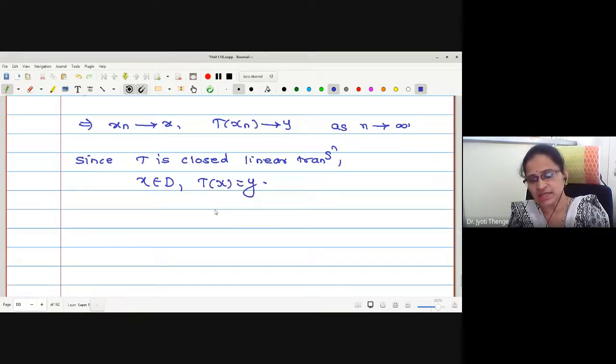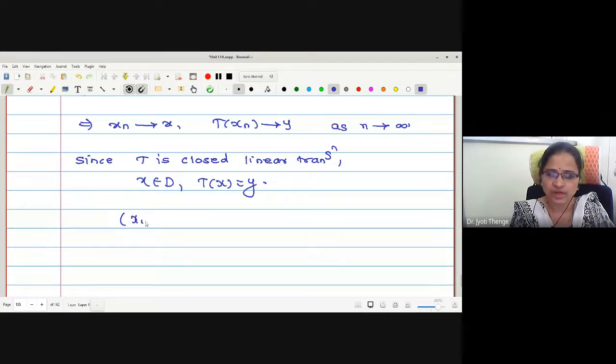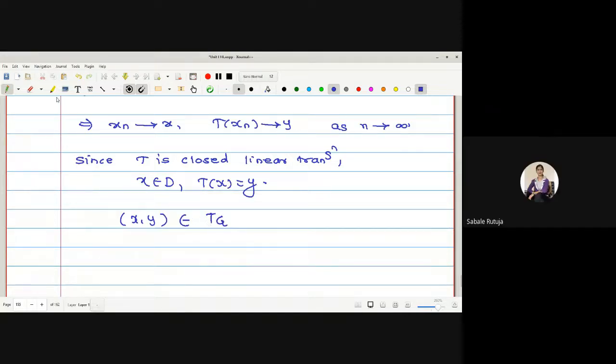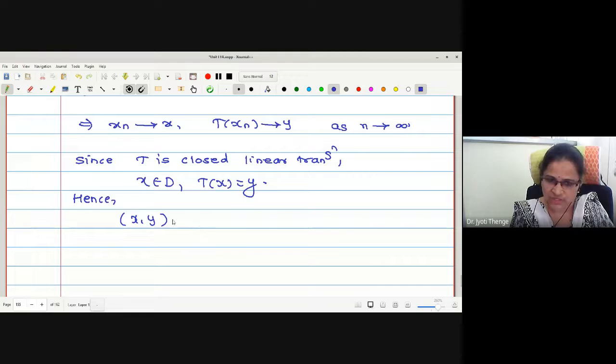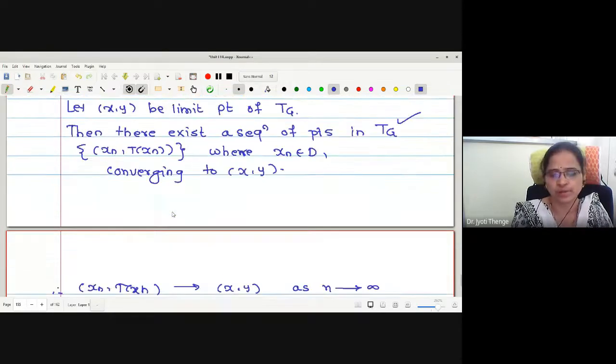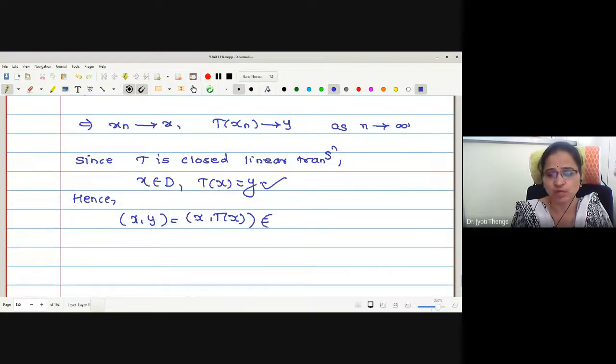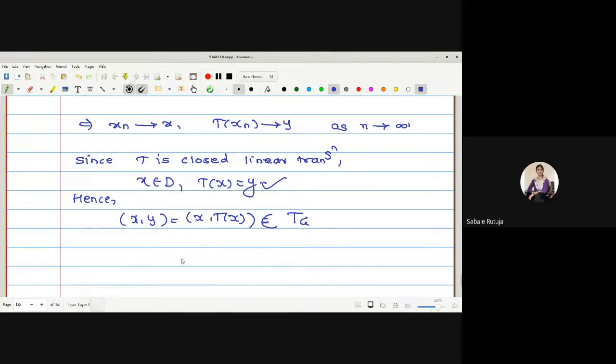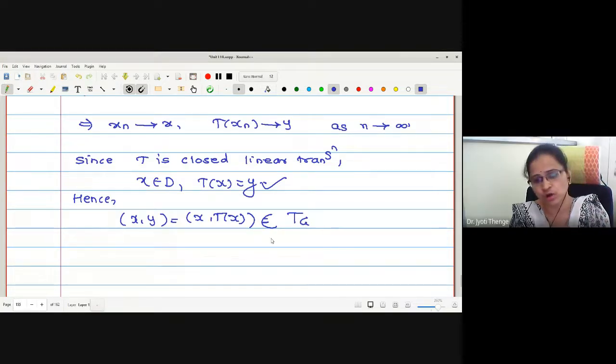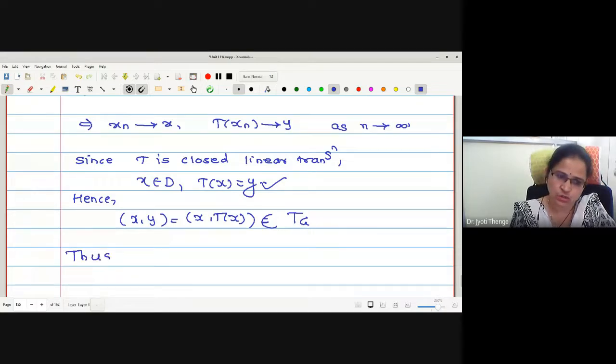If x is in D and Tx is equal to y, what have we proved? What about this element (x, y)? Whether it is in the graph TG? Yes, ma'am. Hence, this element (x, y), the limit point we started with, an arbitrary limit point initially. This (x, y) I can write as (x, Tx), no? Because y is equal to Tx. And if it is of the type (x, Tx), it belongs to TG. Therefore, we have started with an arbitrary limit point which belongs to the same set. Thus, the set TG is closed.